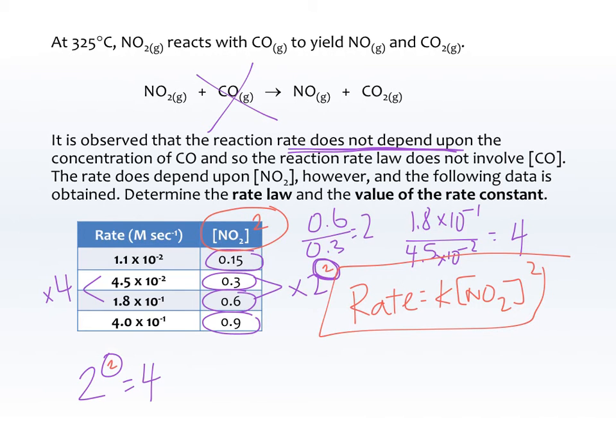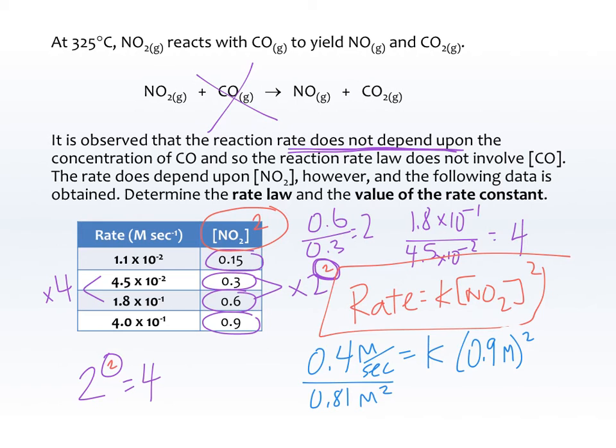Why not? The rate there is 0.4, that's 4 times 10 to the negative 1, is equal to K. I'm solving for that. Oh my goodness, I forgot a unit. This is horrible. 0.4 molarity per second is equal to K, which I'm solving for. NO2 is 0.9. 0.9 molar squared, not squared molar. So when I divide by 0.9 molar squared, I'm dividing by 0.81 molar squared. I'm squaring the number and the unit.